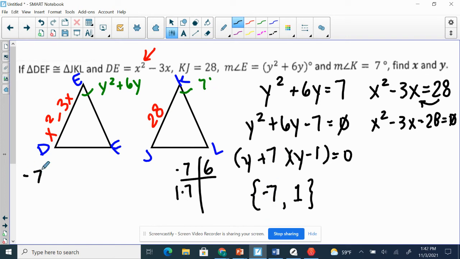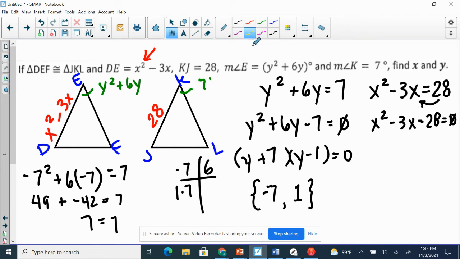So negative 7 squared plus 6 times a negative 7 has to give me 7. So it's 49 plus a negative 42, which does give me 7. So that one's a good one. Then I need to check it with a 1.